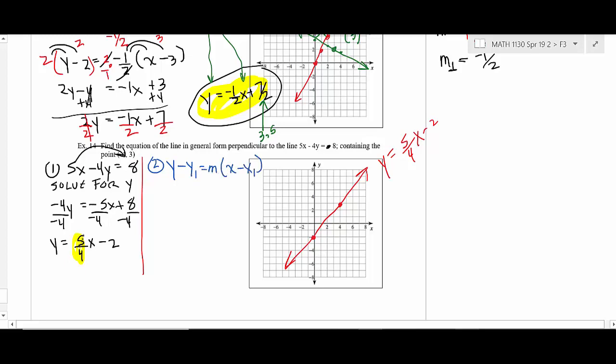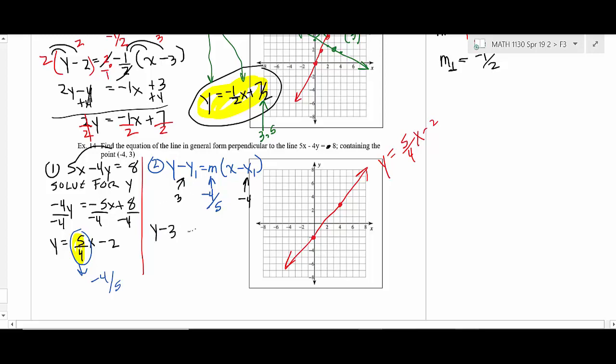Okay, what slope do you plug in if it's perpendicular? Negative 4/5, right? And that's what you had. So that's negative 4/5 goes there. The point that I gave you was what? Negative 4, 3. So you'd have a negative 4 there, and then you'd have a 3 there. Once you get this set up, you work out the algebra.